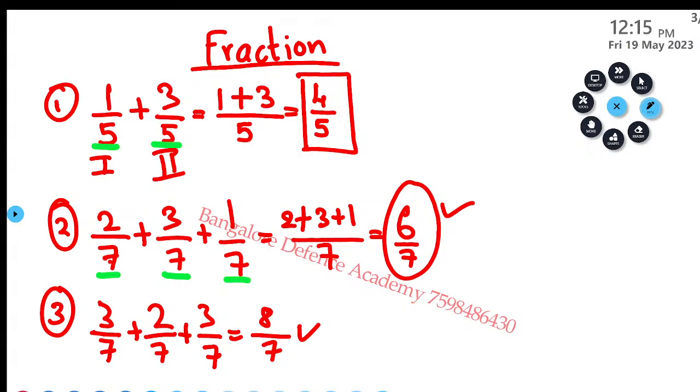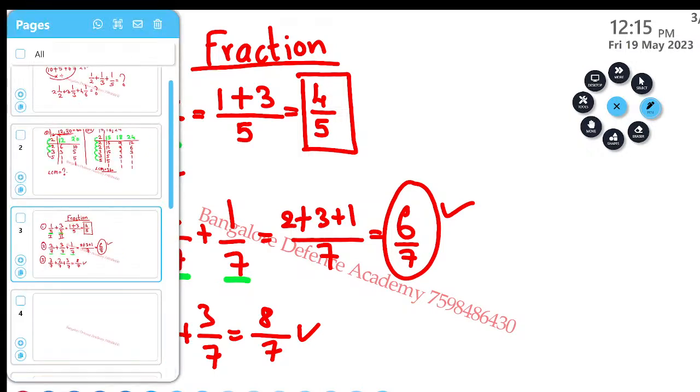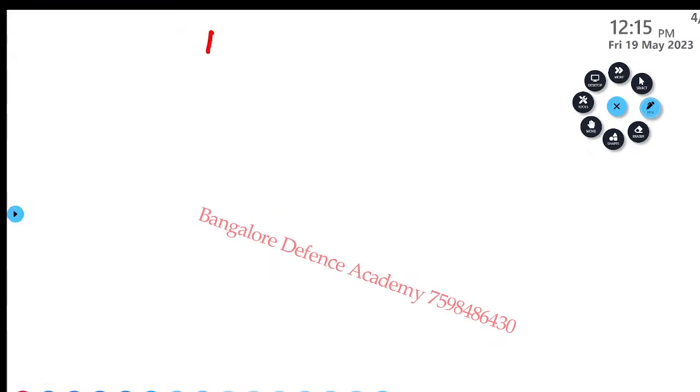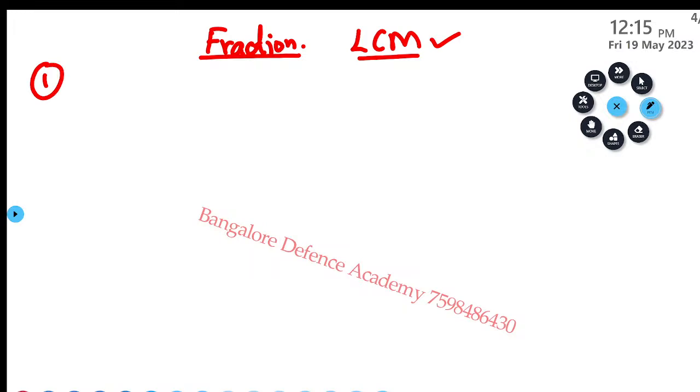What if the denominator is different? Let us try to understand what if the denominator is different. So for the fractions whose denominators are different, here we are going to use the method of LCM. Okay, so now let us try to understand the first question.